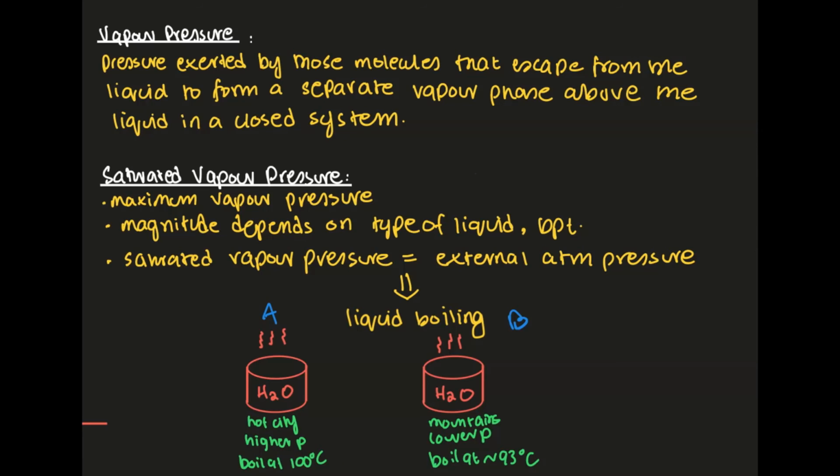Whereas in situation B, the pressure at the mountains is going to be lesser. So the saturated vapor pressure that's needed is going to be lesser, right? So you're going to need to supply it with a lesser amount of energy, and because of that, the boiling point over here is going to be approximately 93 degrees Celsius. So the boiling point of water at the mountains is going to be a lot lesser than the boiling point of water in cities.